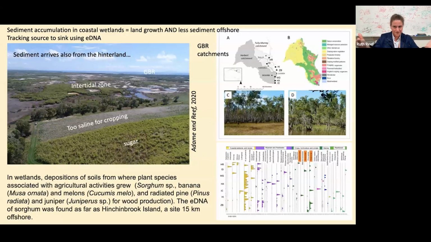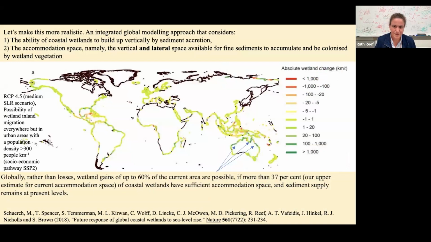So the sediment doesn't only come from the ocean, it also comes from the land, right? And these wetlands are capturing that. It has other actual benefits. In this Great Barrier Reef catchment, we caught a lot of sediment that comes from all sorts of sources, but it's important to remember sediment supply to these marshes is not only coming from the ocean.